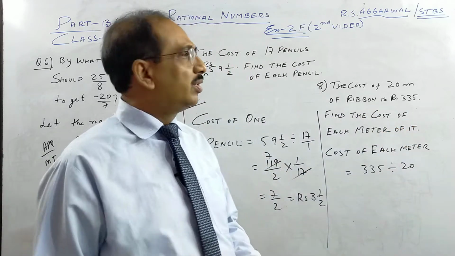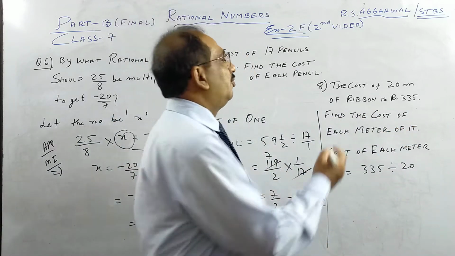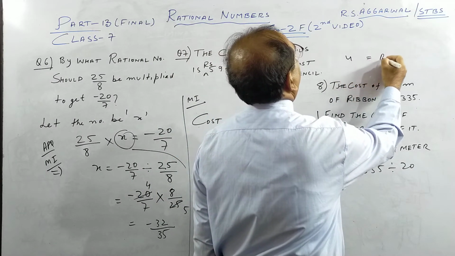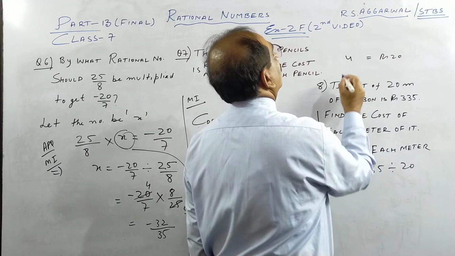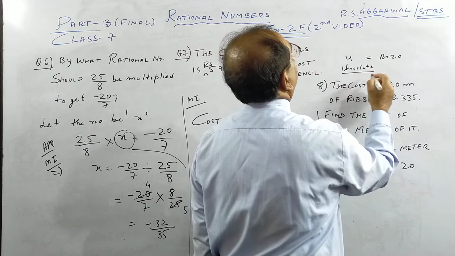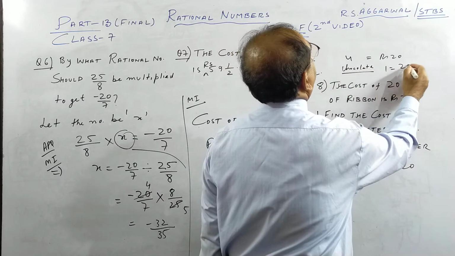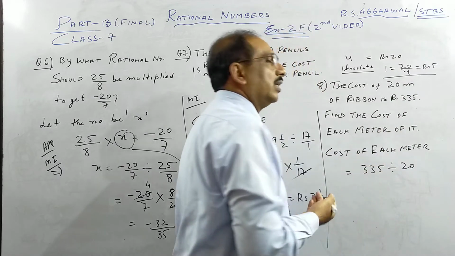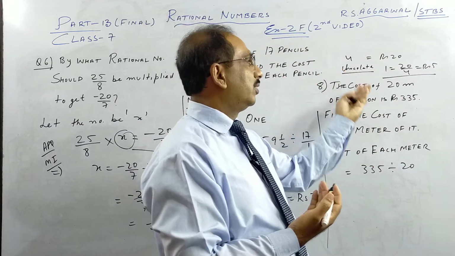So, a simple example you can take. The cost of 4 chocolates is rupees 20. So what is the cost of 1? 1 is 20 divided by 4, rupees 5. So something like that. 20 rupees is the cost of 4 chocolates. What is the cost of 1?